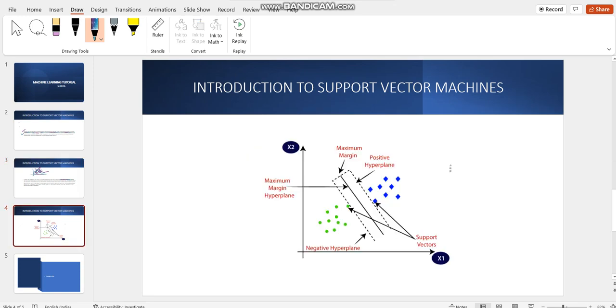This is one of the pictures that I have taken from the internet, and we will see this type of structure when we implement. You can see this is the maximum margin hyperplane, and this is the positive hyperplane. As you can see, we are getting the minimum distance from the nearest point. This is the support vector, as we already saw, and this is the negative hyperplane. This is exactly what a support vector machine algorithm looks like at its final stage.